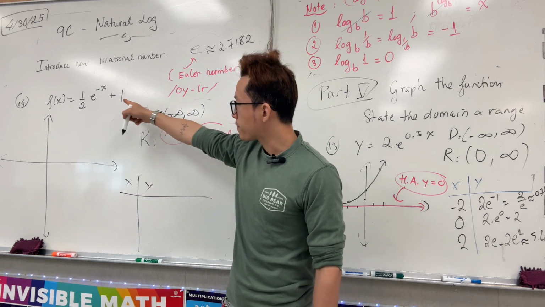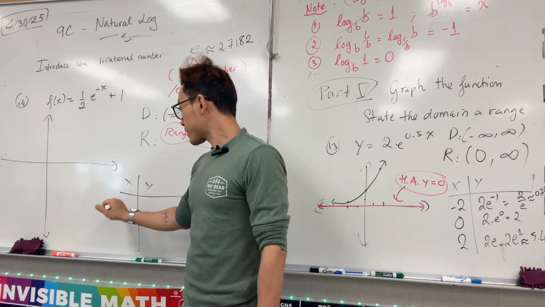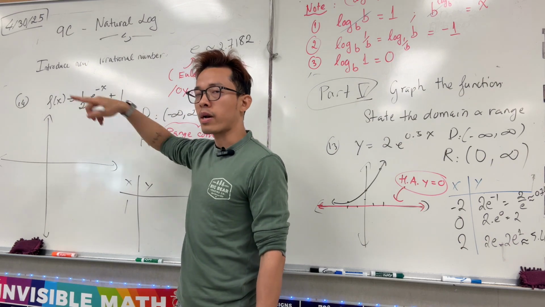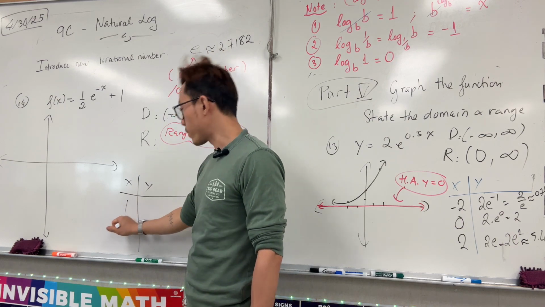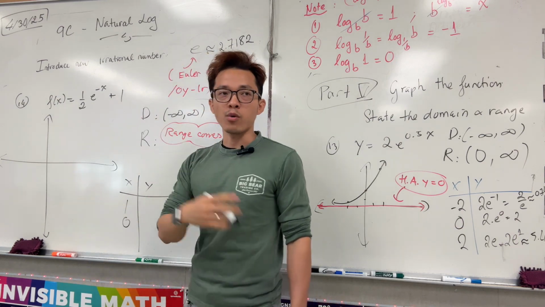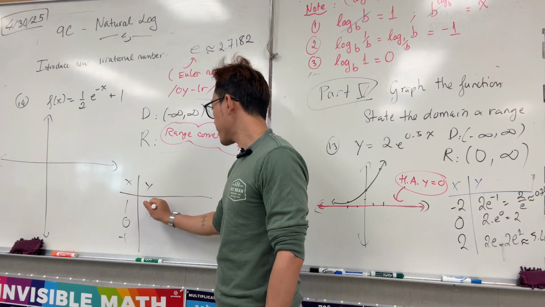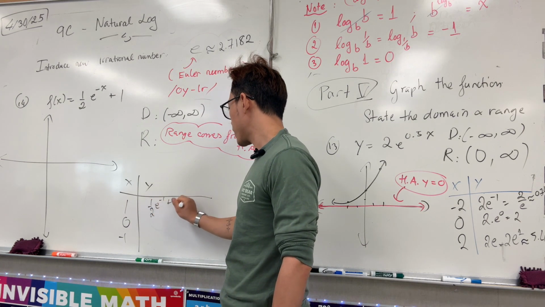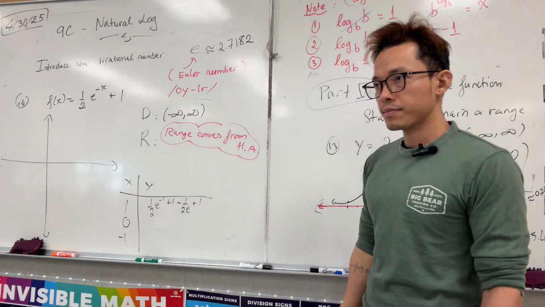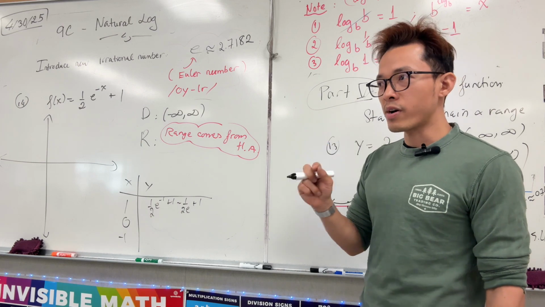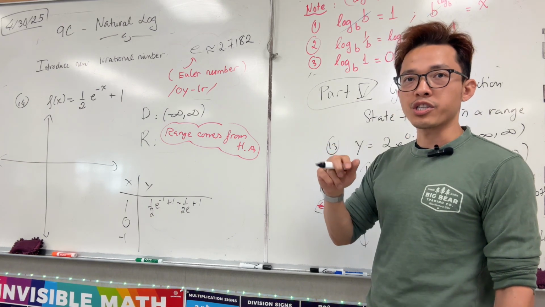Now, what number makes the power negative 1? 1, right? 1 plug it in gives negative 1. What number of the x makes the power 0? 0. What number makes the power 1? Negative 1. Now, plug it in, you have 1 half e to negative 1 plus 1. That means 1 over 2 to the e plus 1. So the negative power is not a negative number. Remember that, okay? The negative power is just a fraction.